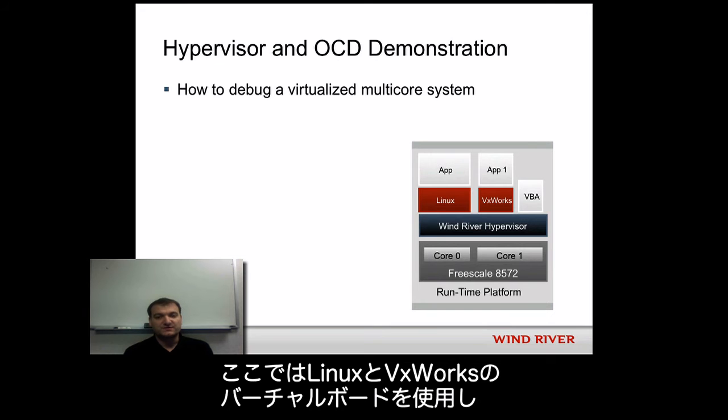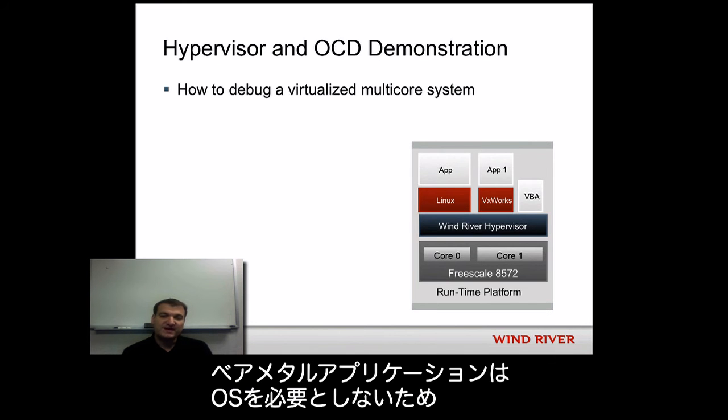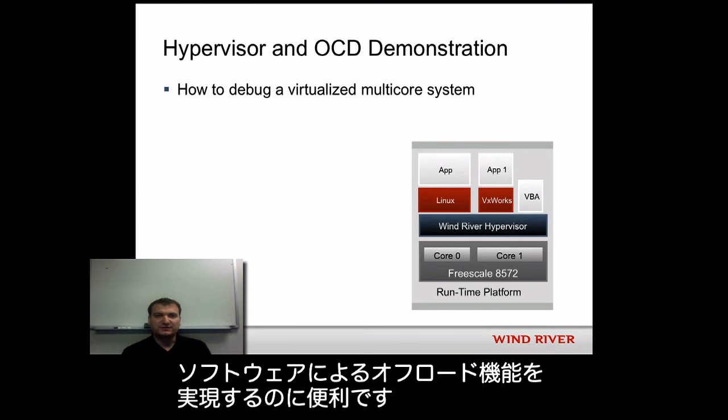I'll use a VxWorks virtual board as well, and I could run a virtual board application in VBA too if I wanted to. The VBA virtual board is a bit special because it doesn't utilize an operating system, and it's really useful to do algorithmic offload capabilities, for example.